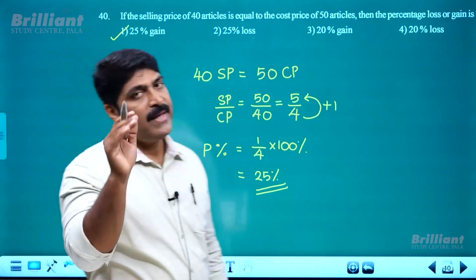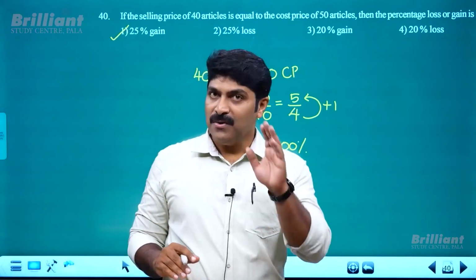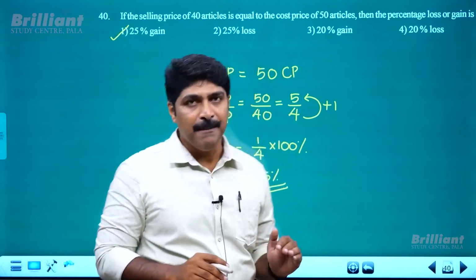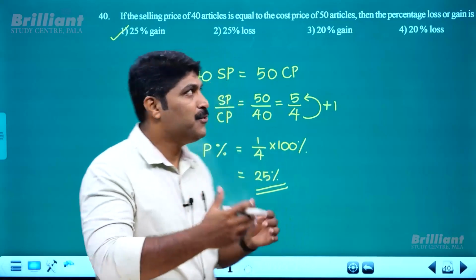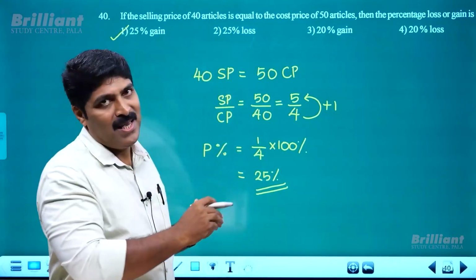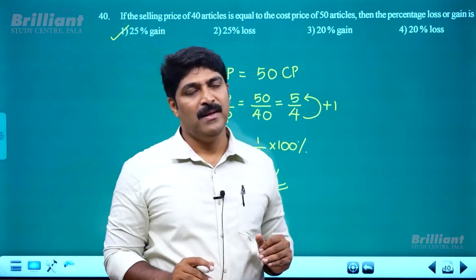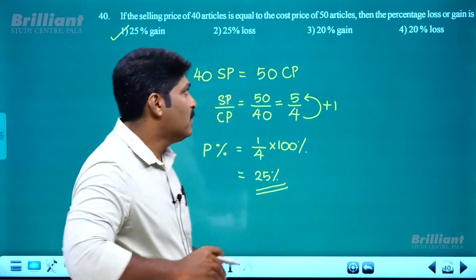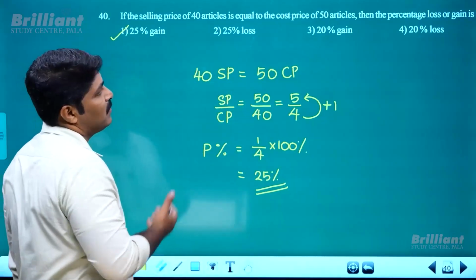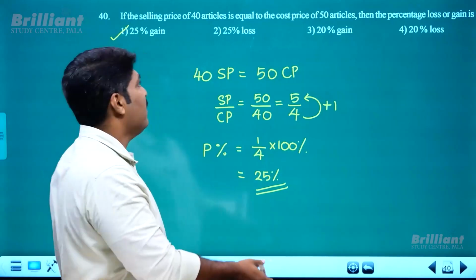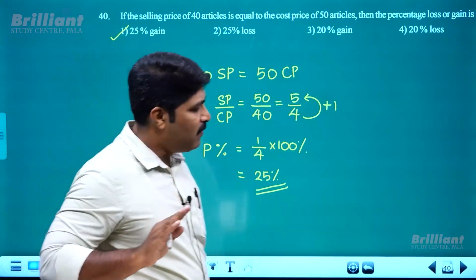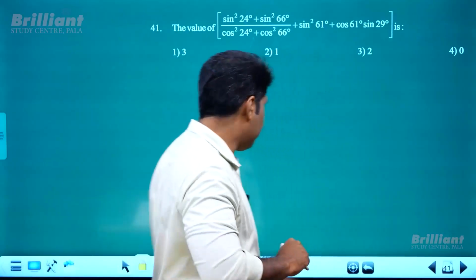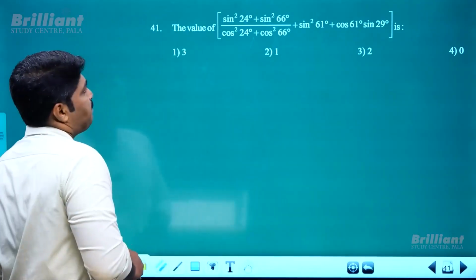And while obtaining your answer from the given set of options, you have to be alert at that point of time. So once you reach the conclusion that it is 25%, never misinterpret that. There are two 25% in our options. One is profit, another one is loss. So you have to pick the profit. If you are running out of time, we won't get sufficient time to observe the options properly. At that time we may make mistakes in some types of situations.